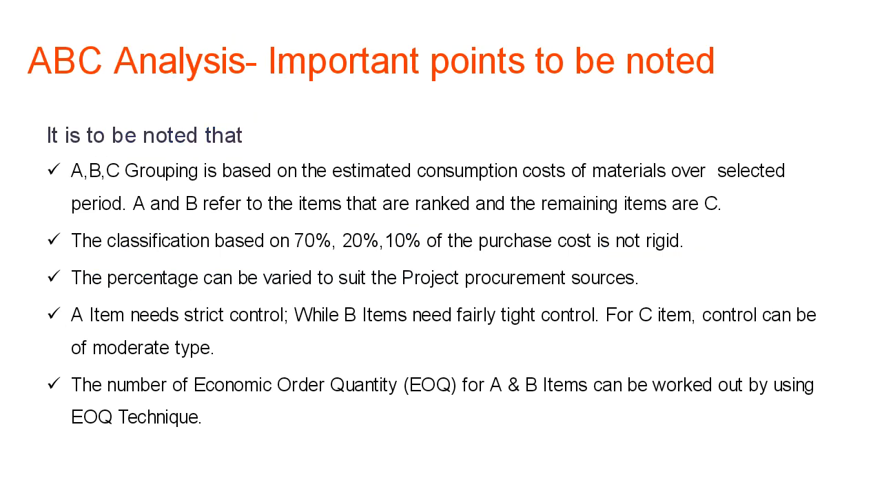And it is to be noted that ABC grouping is based on estimated consumption cost of materials over a selected period, and A and B refer to the items that are ranked, and the remaining items are C. I think you can read this.